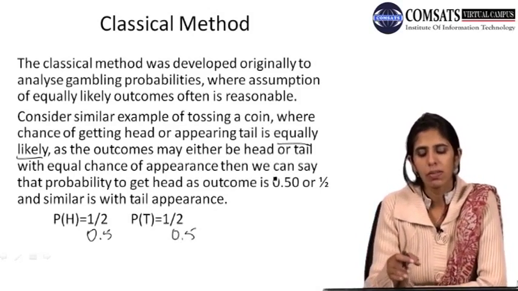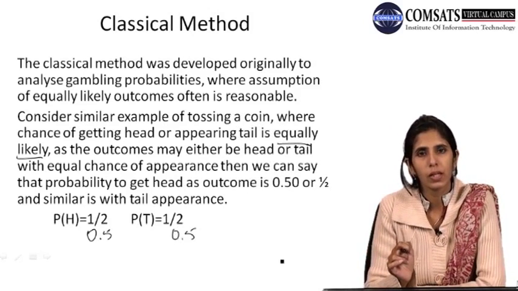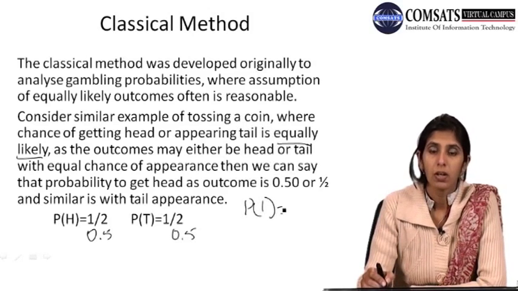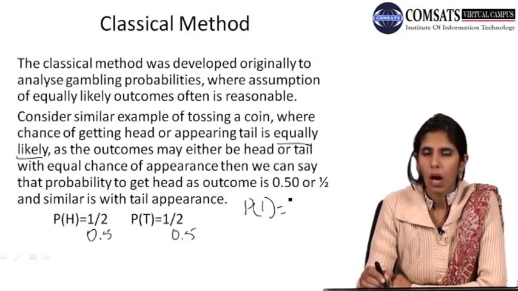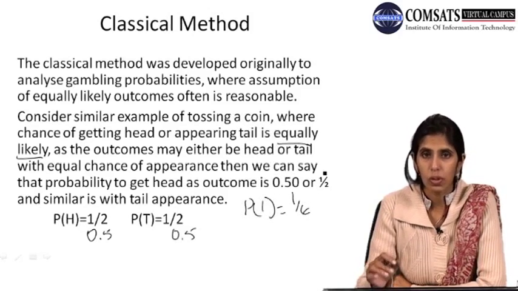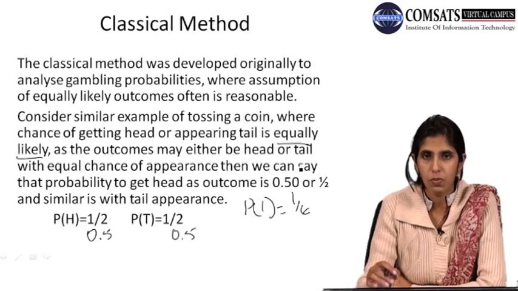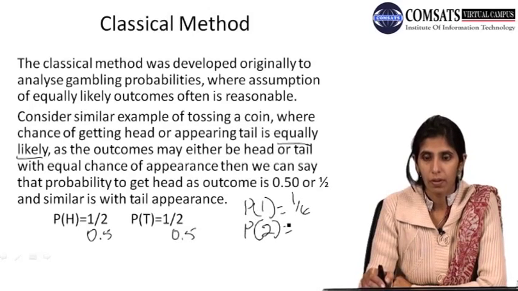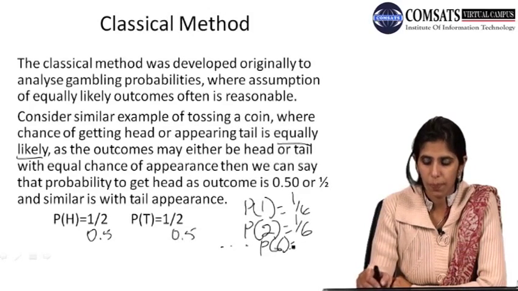Similarly, if we extend the same example to rolling a die, what possible outcomes might be there? We have analyzed that if we are rolling a die, how much probability is there that one will appear? 1 over 6. The total number of outcomes in the sample space we have described is 6, and out of these, one is favorable for 1 appearing. Similarly, the probability that 2 will appear is again 1 over 6, and so on; the probability that 6 will appear is again 1 over 6.